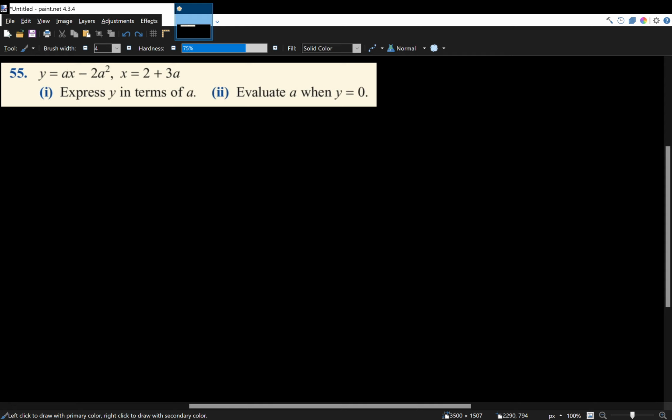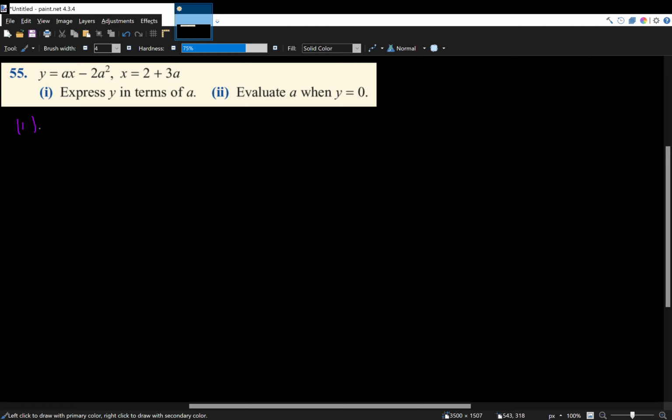This is question 55 from exercise 8.1 in New Concise Project Maths 2. y equals ax minus 2a squared and x is equal to 2 plus 3a. In part 1 we are asked to express y in terms of a, and in part 2 we're asked to evaluate a when y is equal to 0. So obviously we'll do this one part at a time. We'll start with part 1, express y in terms of a.